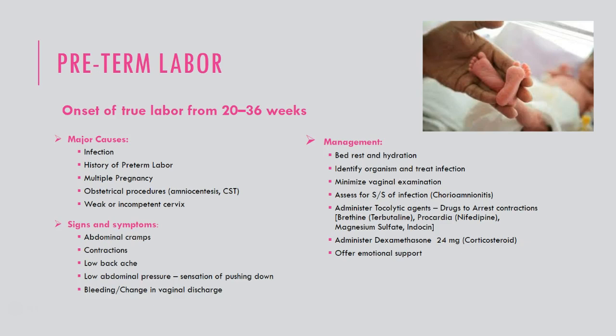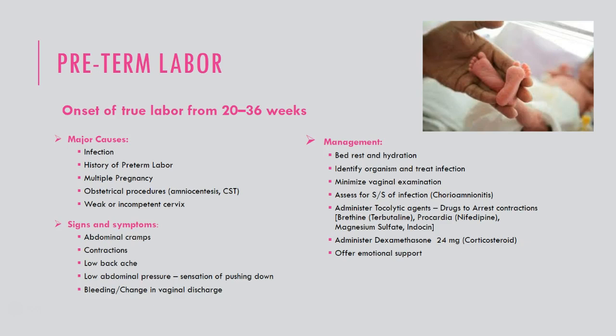Administering tocolytic agents, which are drugs that will help stop contractions. And our main ones for that are terbutaline, nifedipine, mag sulfate, and indocin sometimes is used as well. Remember, our first line medications are the breathine or the terbutaline. And our second line medications are things like magnesium, if we're talking about management from an acute care standpoint.